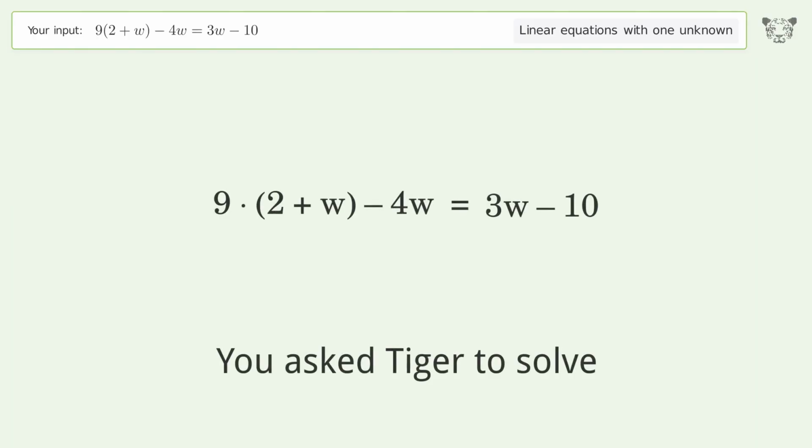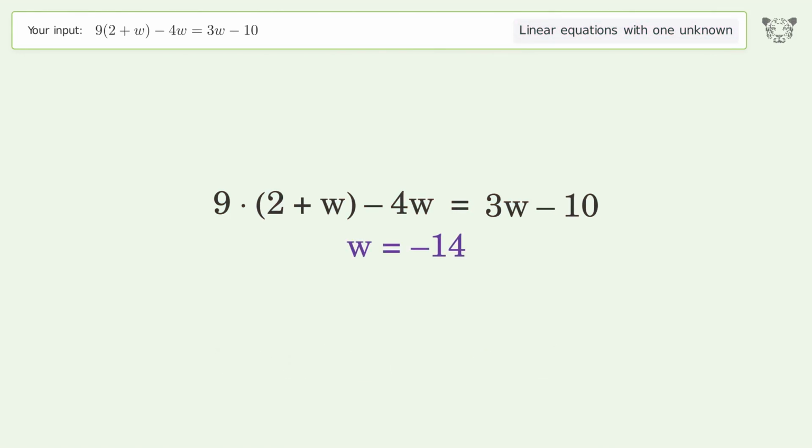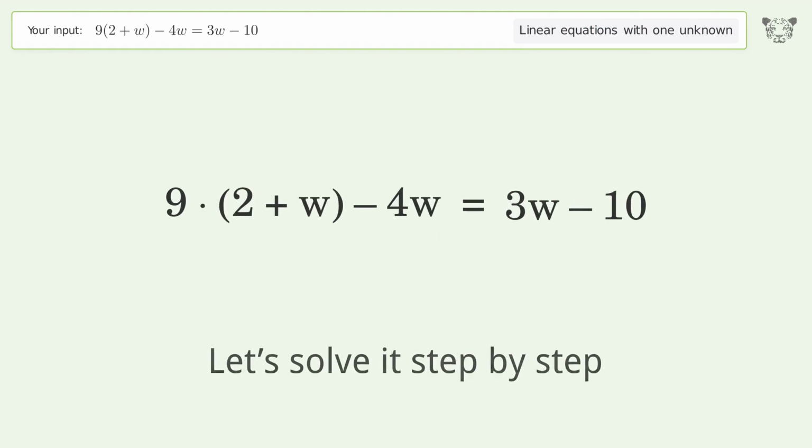You ask Tiger to solve. This deals with linear equations with one unknown. The final result is w equals -14. Let's solve it step by step.